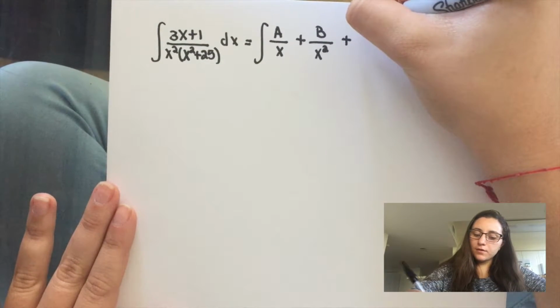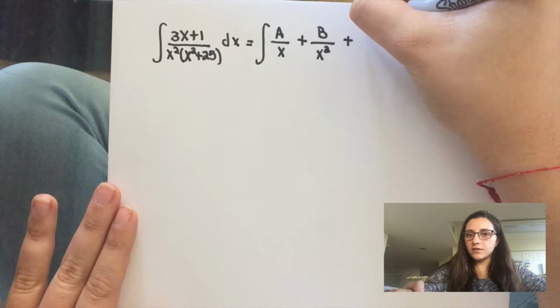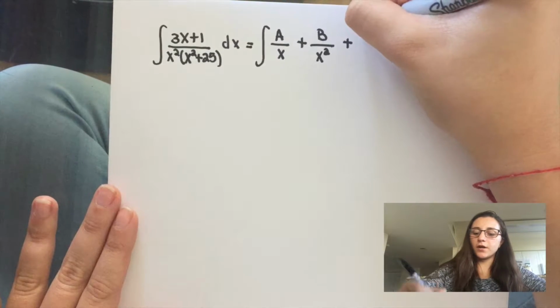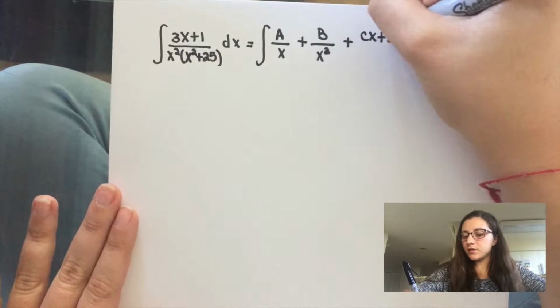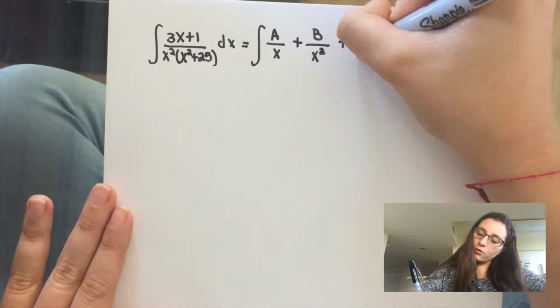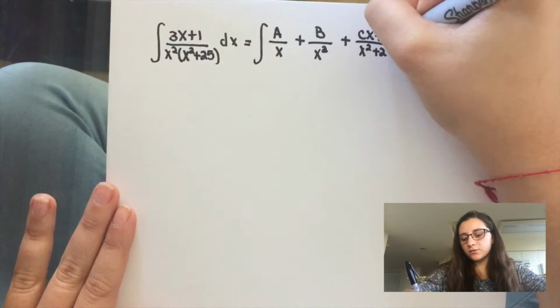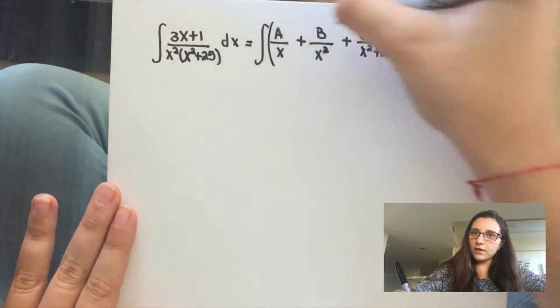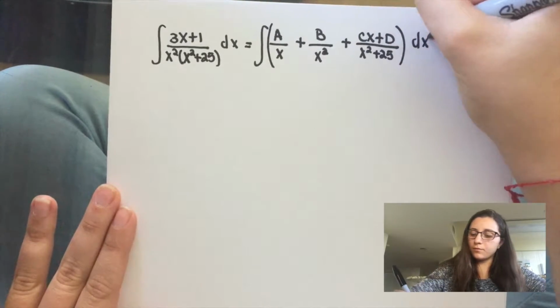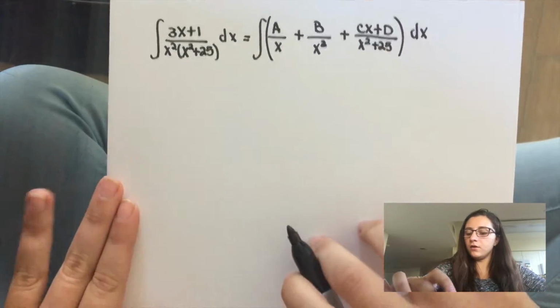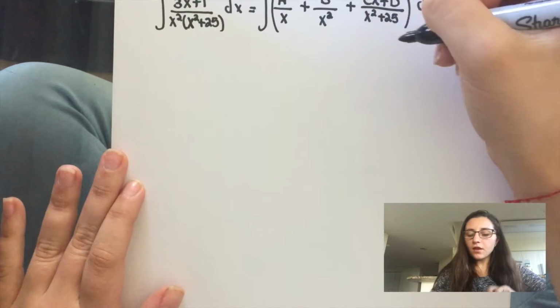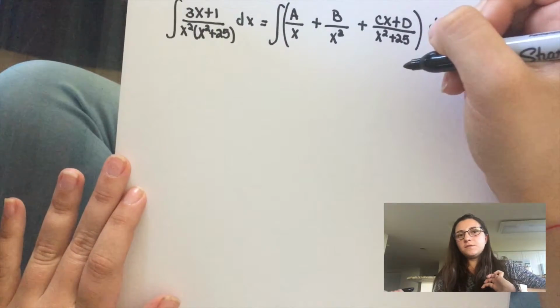And then because x squared plus 25 is an irreducible quadratic, we're going to have to put Cx plus D over x squared plus 25, and dx. Always put parentheses around the integrand. Alright, so now this is basic algebra.